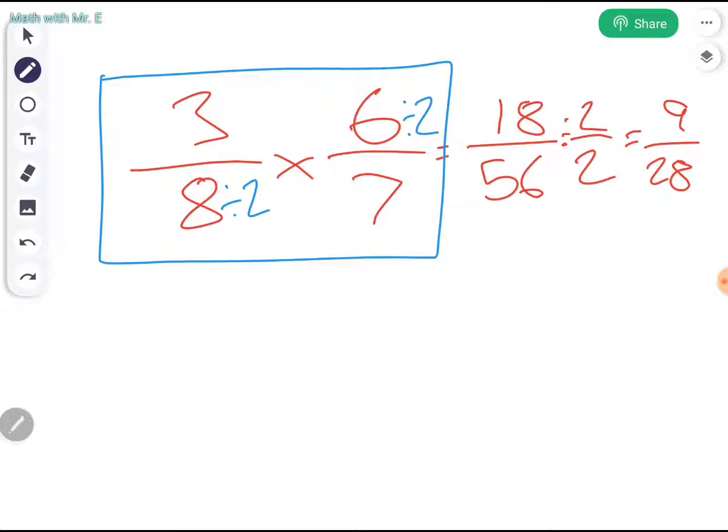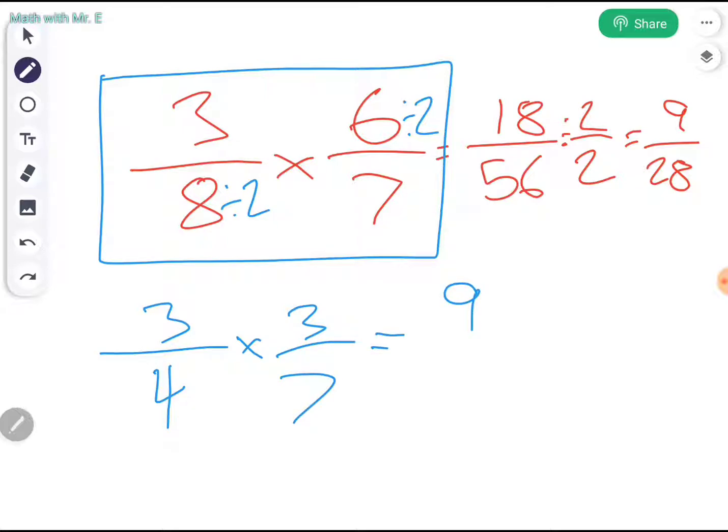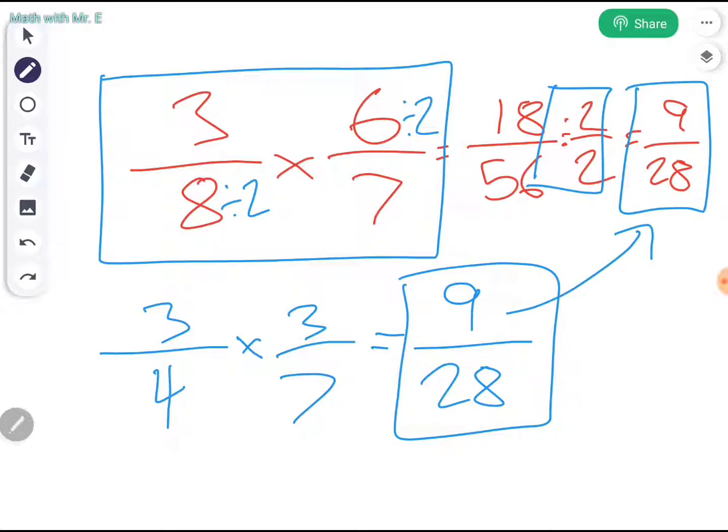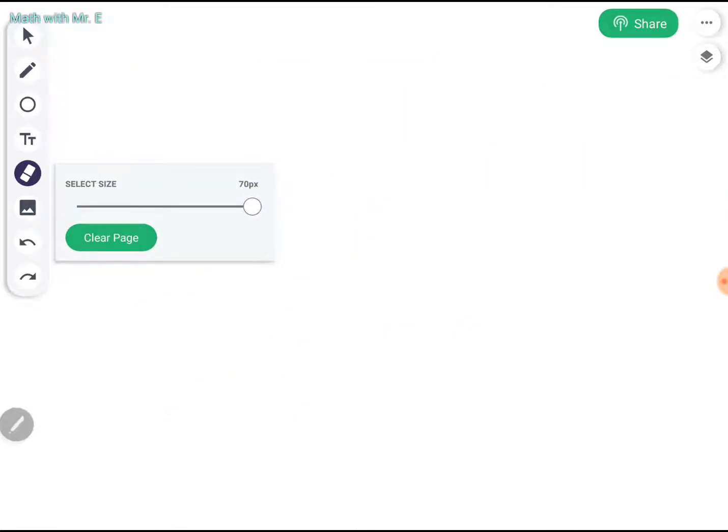Let's rewrite our problem down here. 3/8 divided by 2, which is 4, times 6 divided by 2, which is 3/7. Now if we multiply it out, 3 times 3 is 9, and 4 times 7 is 28. If we notice, that is the same answer as this one, but we did not have to simplify like we did here. So it saves us a step. Let's try one more like that.